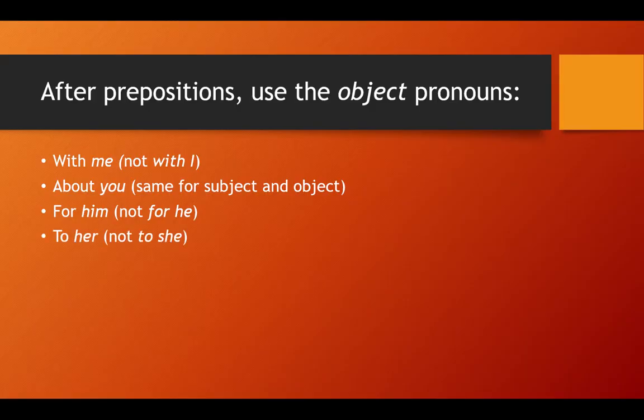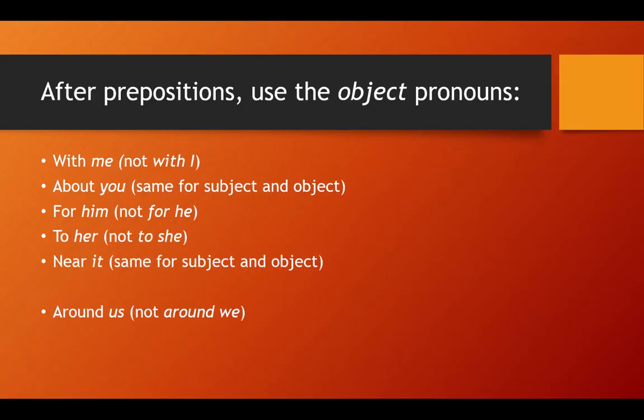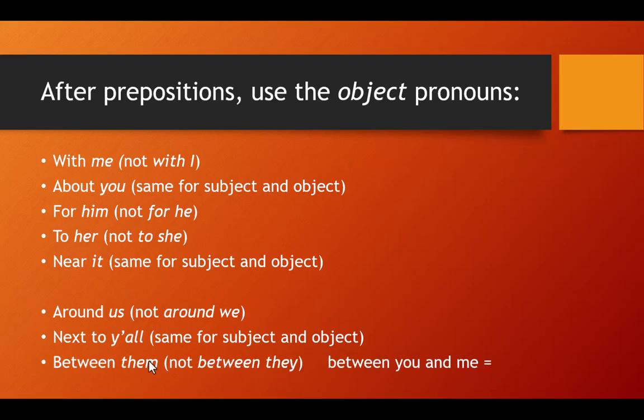You say for him, not for he. To her, near it, around us, next to y'all, and then between them. And notice, again, them, not they. This comes up every so often, and you'll hear English speakers, even well-educated ones, saying things like between you and I. Technically, that's wrong, because between is a preposition, and both of these things should be object pronouns.